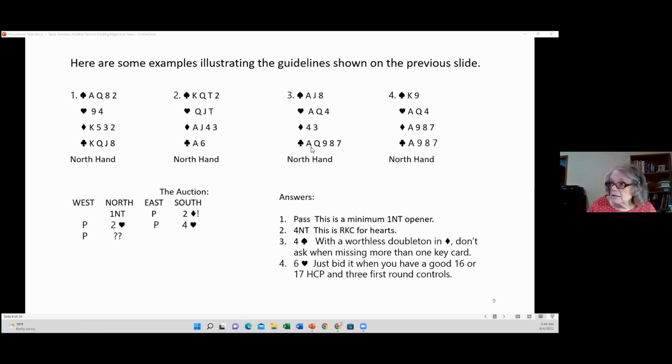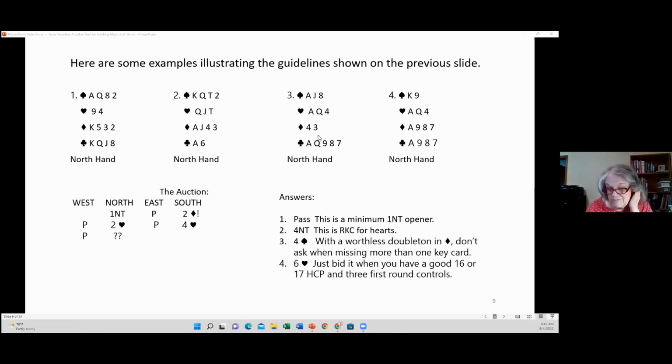If he shows me a club control, well, hey, he's got the king of clubs. Then I'll bid 5 hearts saying, I've shown everything I have, partner. If he has a diamond control, he'll then bid 6. Otherwise, he'll pass 5. See how that works? You can stay out of the slam with a worthless doubleton here if you use cue bids appropriately.